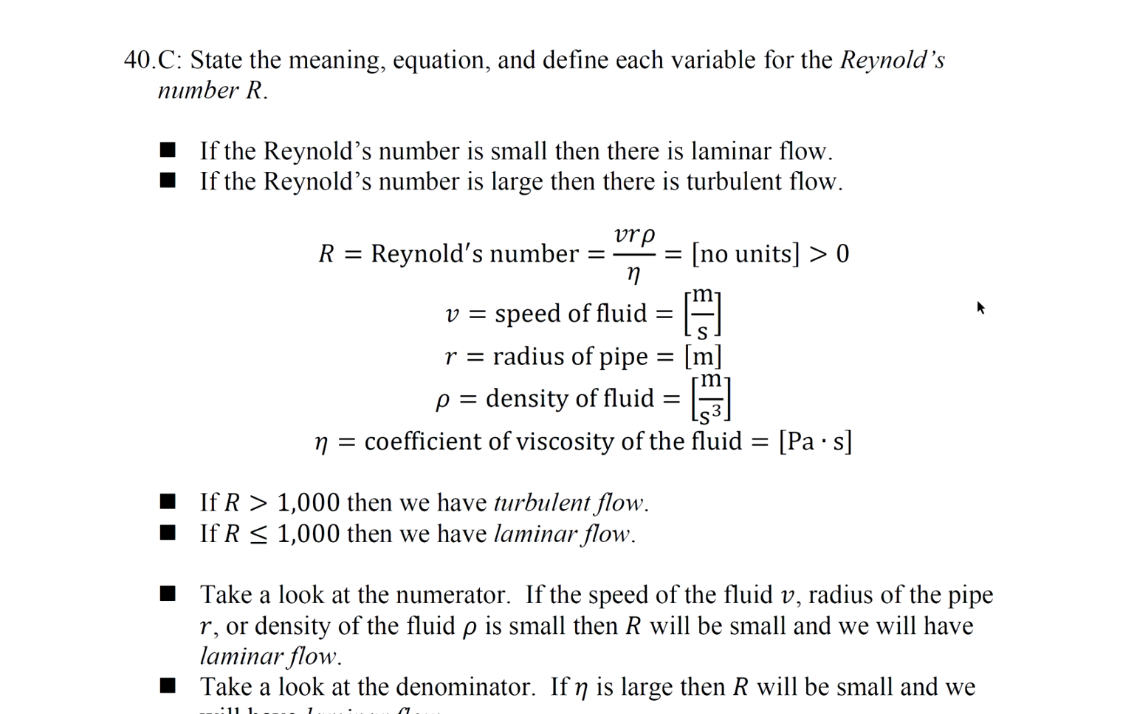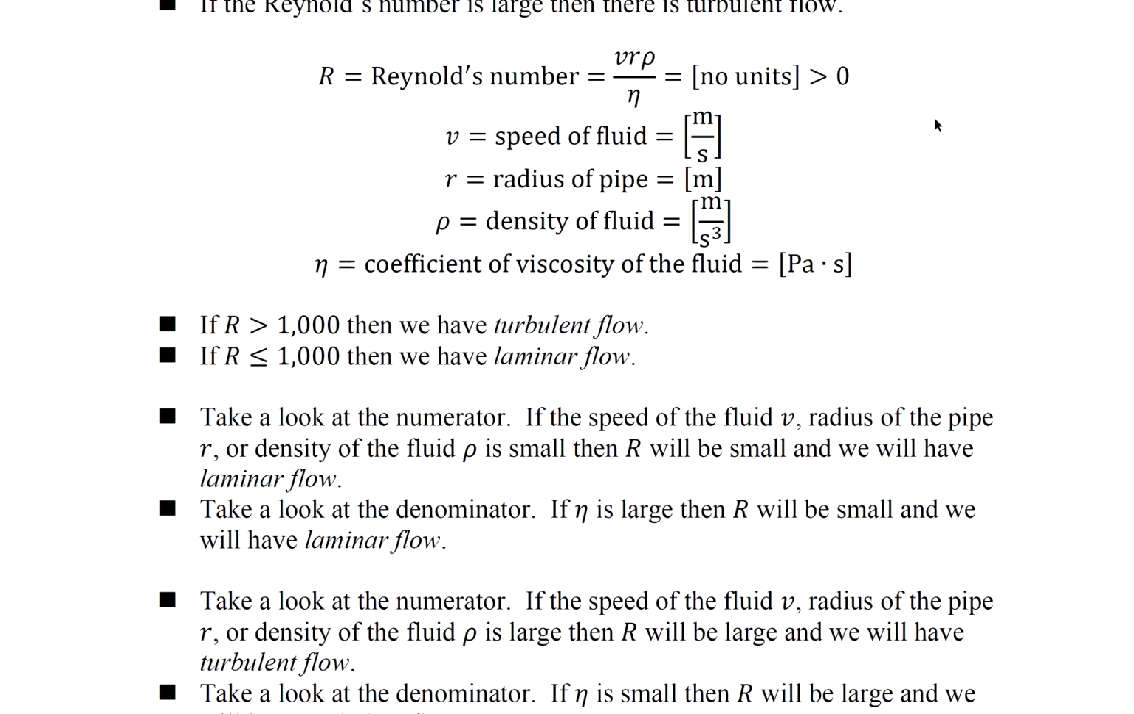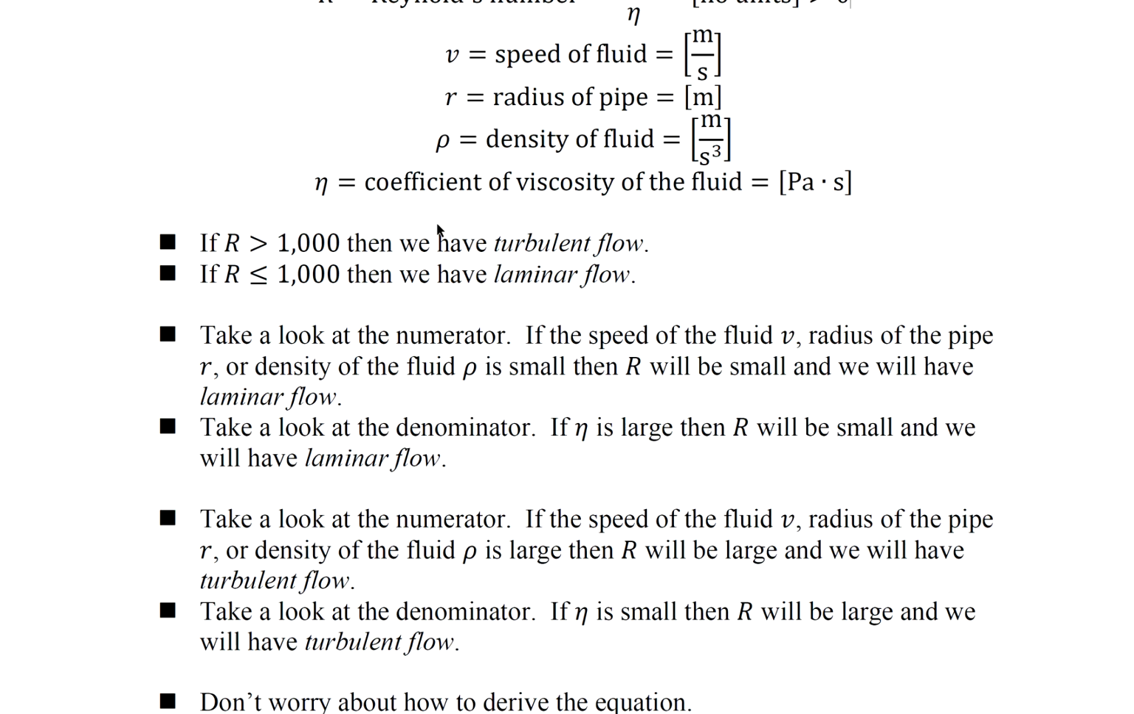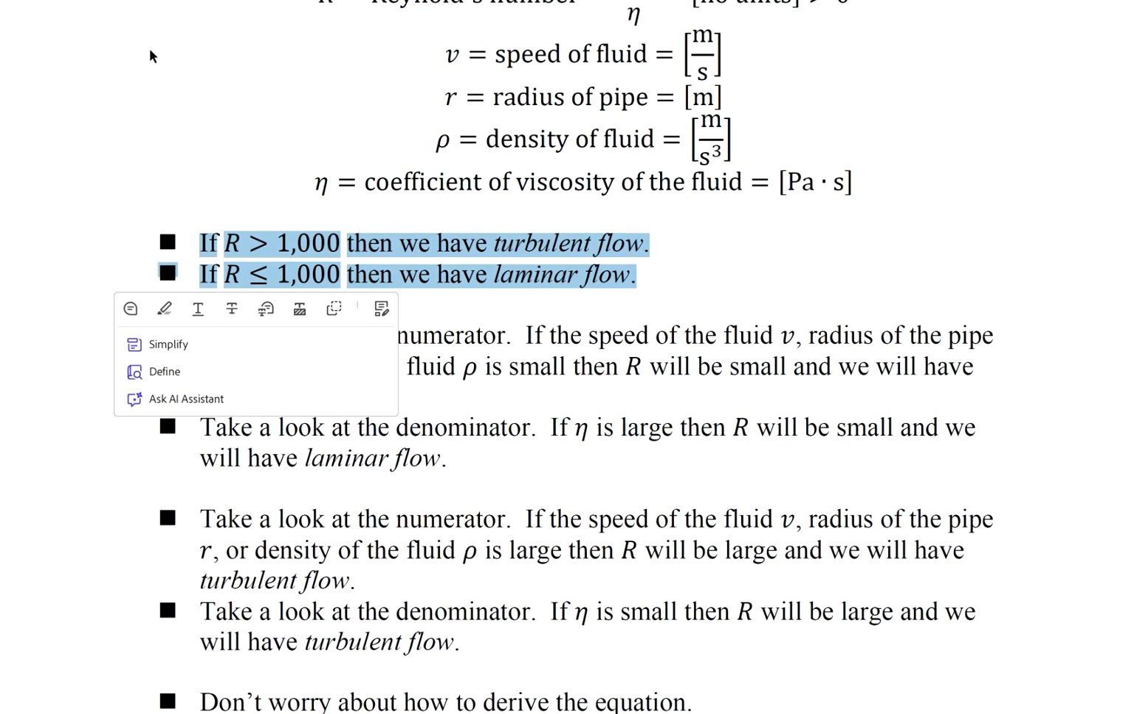Question 40, state the meaning, equation and define each variable for the Reynolds number R. So if the Reynolds number is small, then there is laminar flow. If Reynolds number is large, then there's turbulent flow. So this is the equation for Reynolds number: V R rho over eta. If R is greater than 1,000, then we have turbulent flow. If it's less than or equal to 1,000, then we have laminar flow.